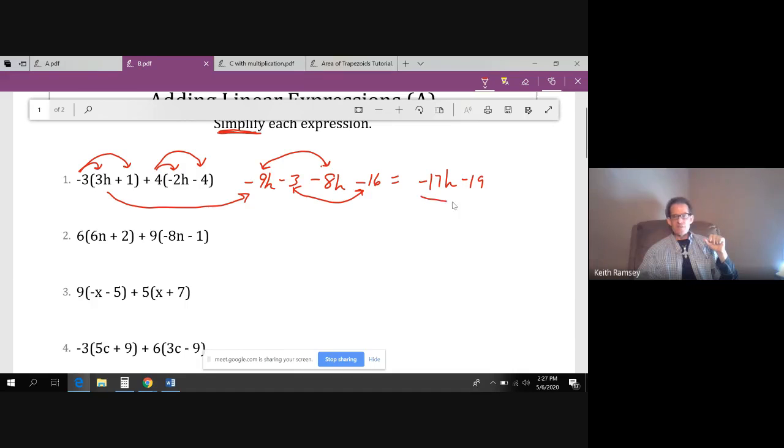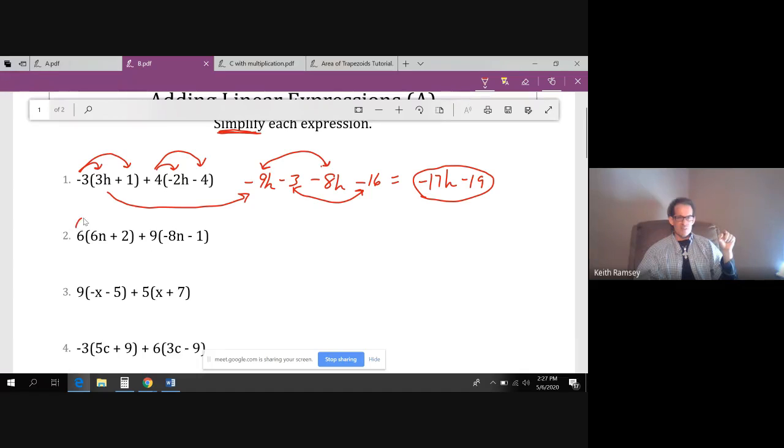So this has been simplified now because I broke down this equation all the way down until I didn't have any more like terms. This has an h and this doesn't, so that's as far as you can go. Okay? So this is combining the distributive formula with like terms. There's 2 skills that you got to have for these. So let's look at number 2.